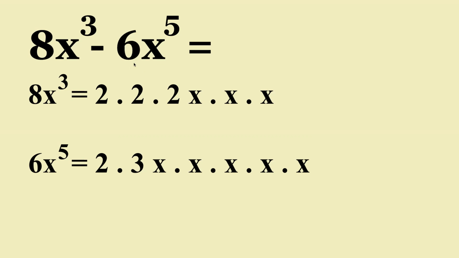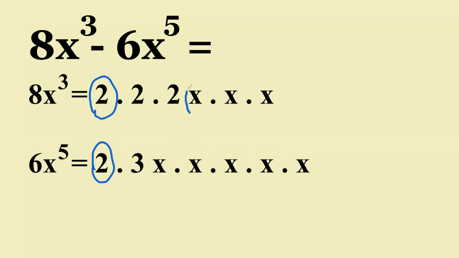And then the second term, the 6 is 2 times 3, and x to the 5 is x times x times x times x times x, 5 times. So now how do I find the greatest common factor? After you break these into their prime factors, what you do is circle things that you have in common between the two terms. So I'm going to circle this 2 here with this 2. I don't have another 2 here, so I'm not going to circle any more 2s. I don't have a 3 here and there, so I'm not going to circle the 3s.